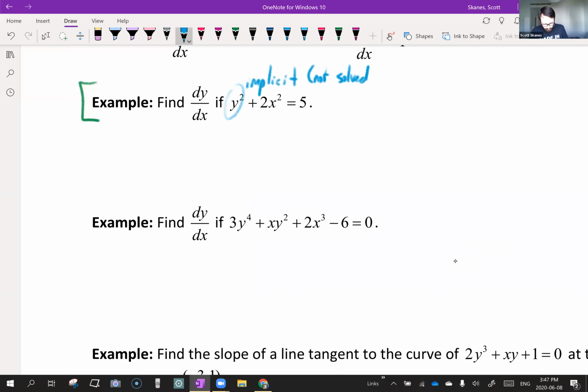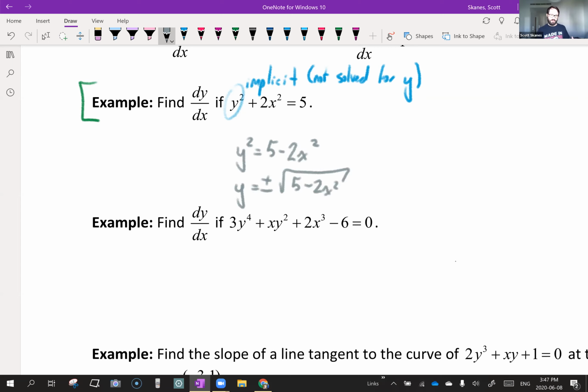It's not already solved for y, and that means it's implicit. Quick question, could we solve it for y? I wouldn't write this down, please, but if you tried to solve for y, you would get this. When you try to get y, it would actually be plus or minus the square root of 5 minus 2x squared, and you'd end up being a more difficult question, and you would have to do it twice because you'd have to do the positive derivative and the negative derivative, and that is not worth it. It's much easier to do it all at once.